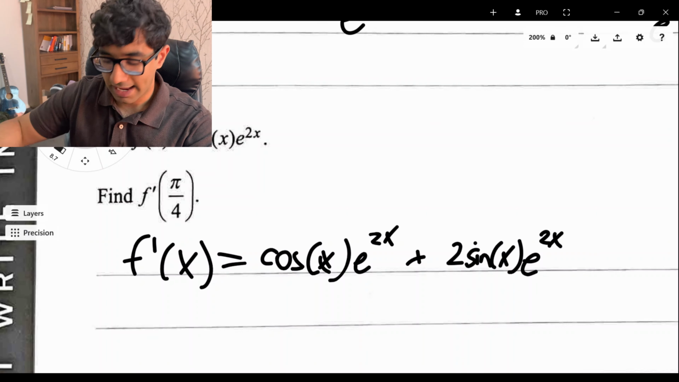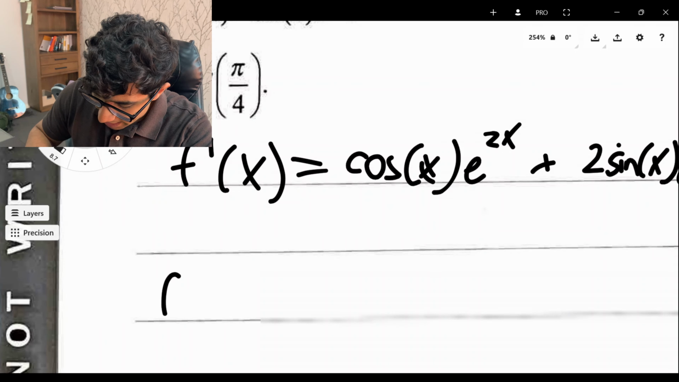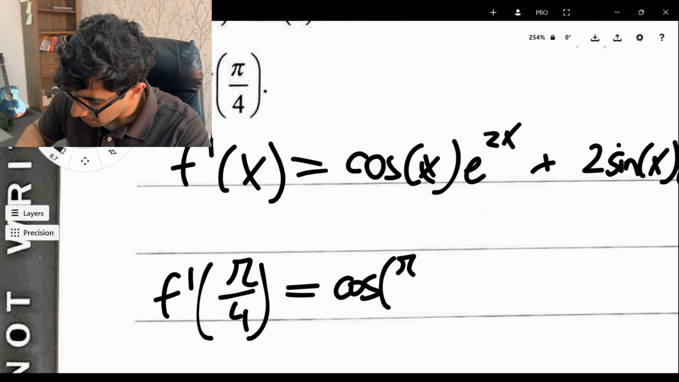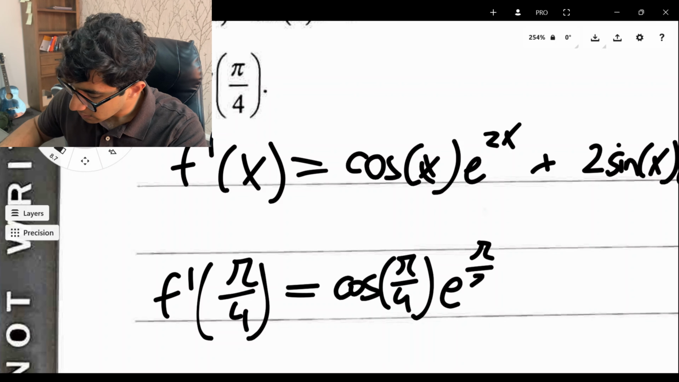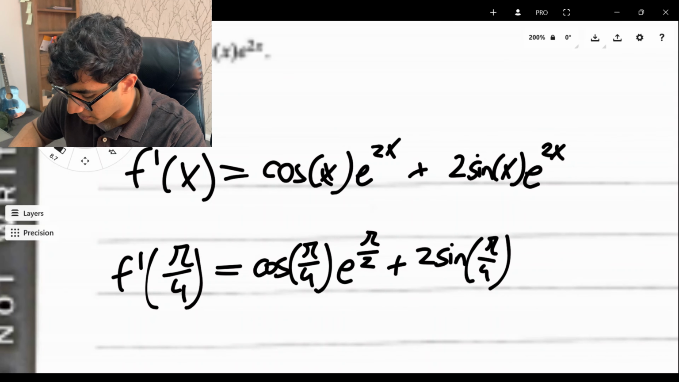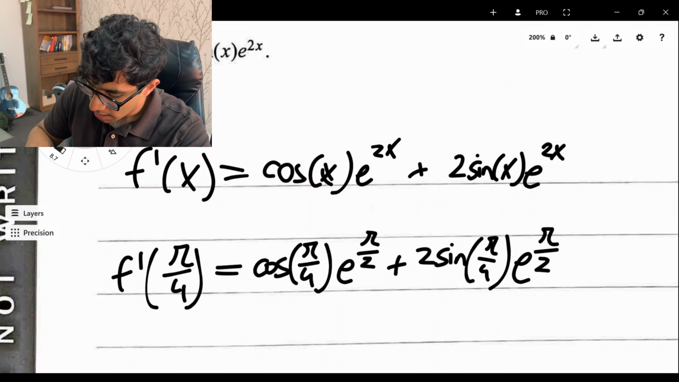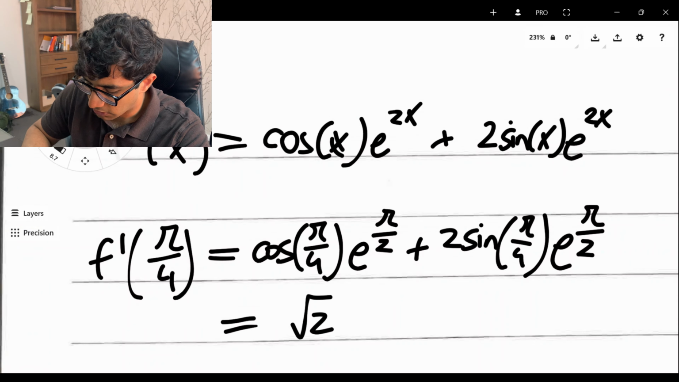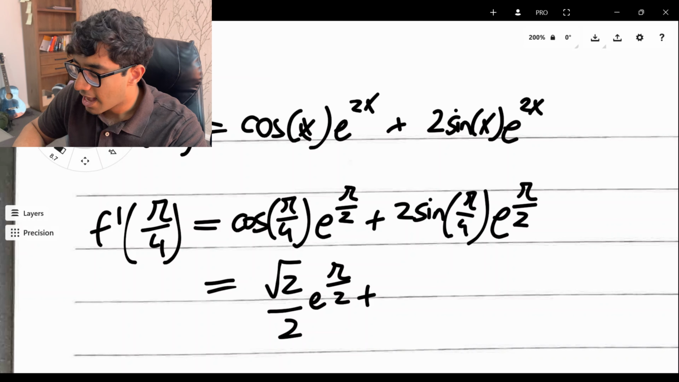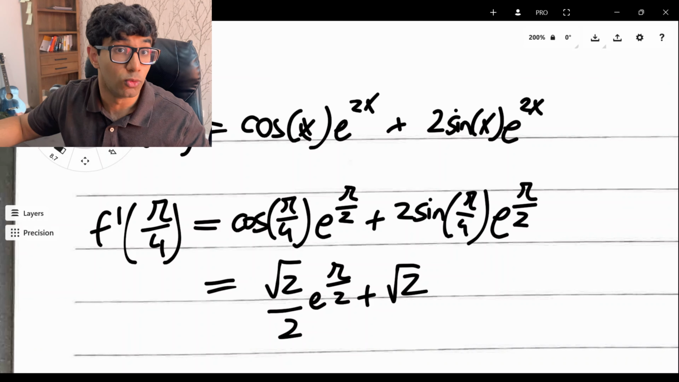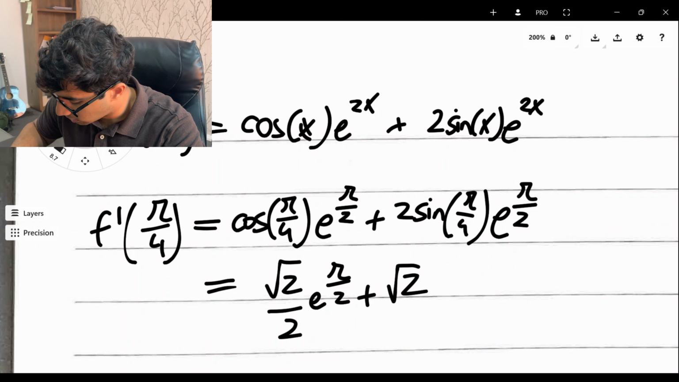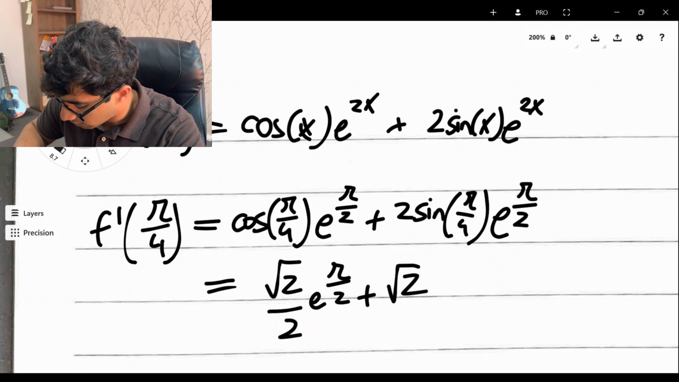Now let's sub in that x value. When I sub in the x value, I get f prime of pi over 4, which is going to equal cos of pi over 4 times e to the power of pi over 2, plus 2 sine of pi over 4 multiplied by e to the power of pi over 2. Now that's going to equal root 2 over 2 e to the power of pi over 2. You can see that I'm expanding this out fully because since it's tech-free, I want to avoid any possible algebraic errors. So there we go, we have that, plus 2 sine of that, so it's root 2, times e to the power of pi over 2.